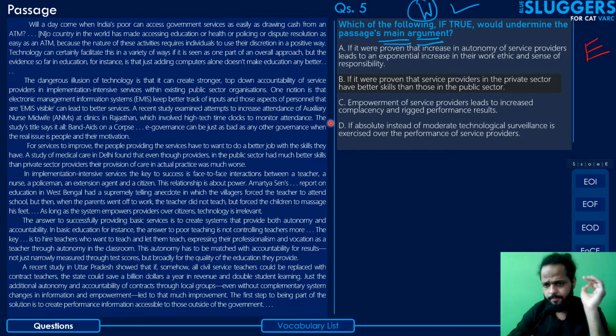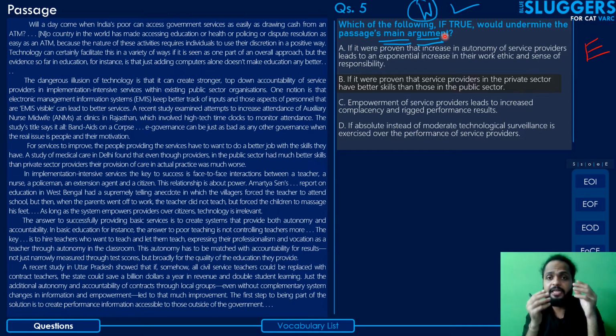But please note, what are we supposed to find here? We're supposed to find the option that undermines the passage's main argument. Just rendering a particular example not directly useful does not undermine the whole argument. The author has not based his complete argument related to the motivation of service providers on just this singular example, right? So just addressing this one example will not necessarily undermine the author's argument.